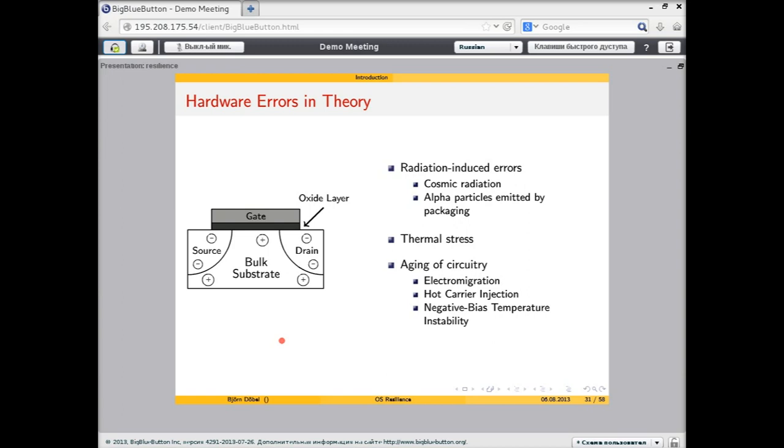And cosmic radiation, however, is not something you can control as much. So there is some kind of distribution, and if you're at the sea level, you're going to see less radiation than if, for instance, you are in an airplane or in a satellite. However, this is already also becoming a problem at the ground level. So what happens with radiation?